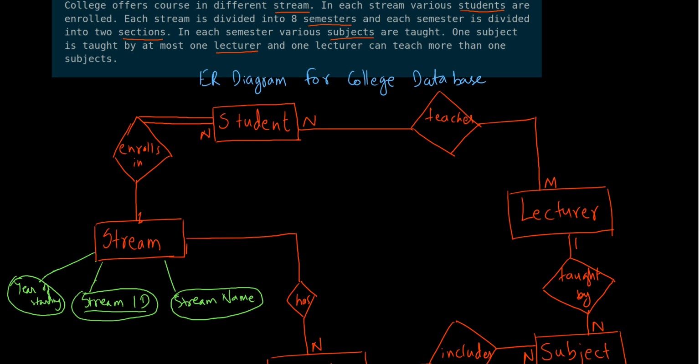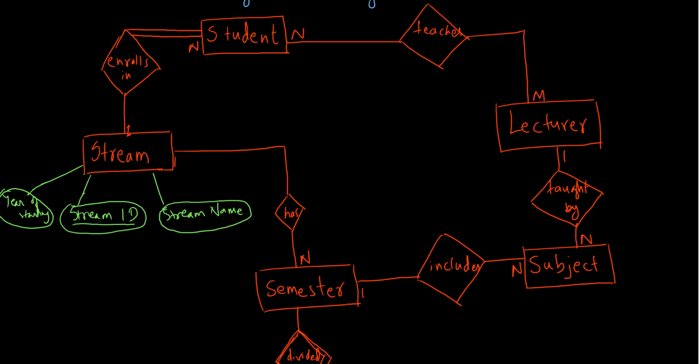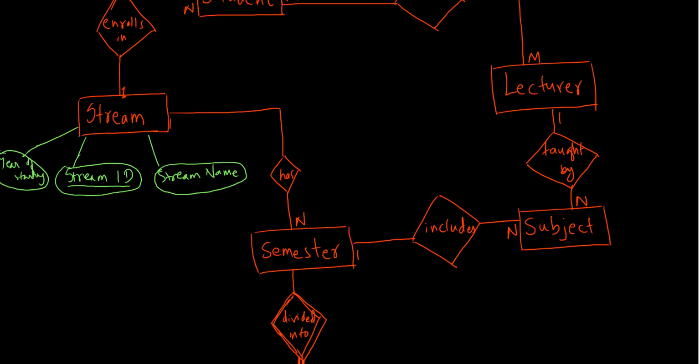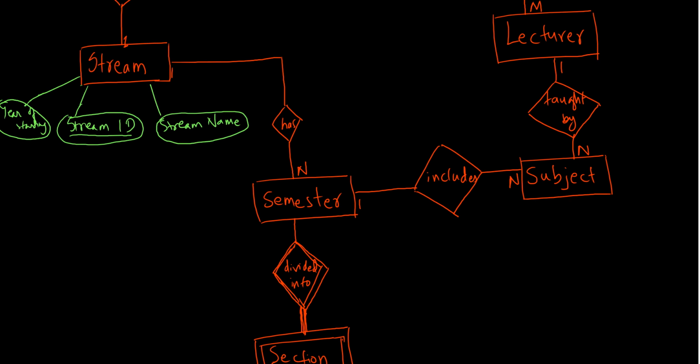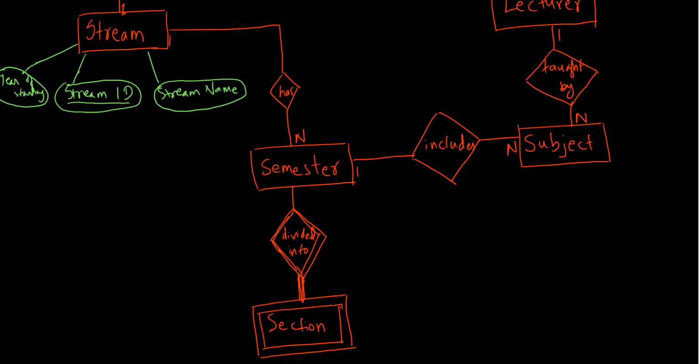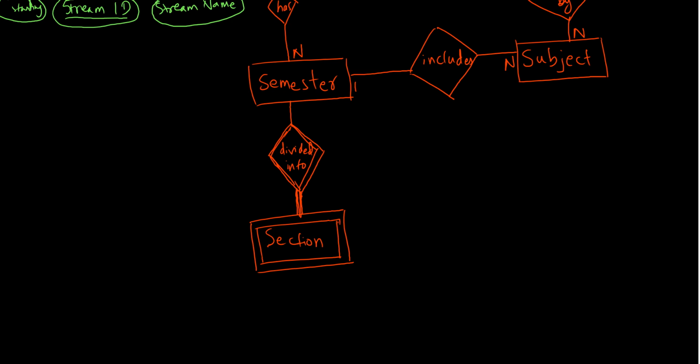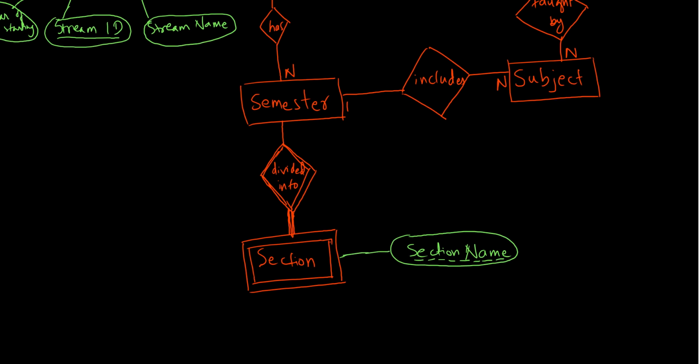And similarly, in other entities, we can have the minimal attributes. Since they have not mentioned anything about attributes in the question, we can write the minimum attributes. Like in this one, you can write section name, like section A, section B, the possible values, and this is going to be the identifying attribute of a weak entity, so we have underlined it.